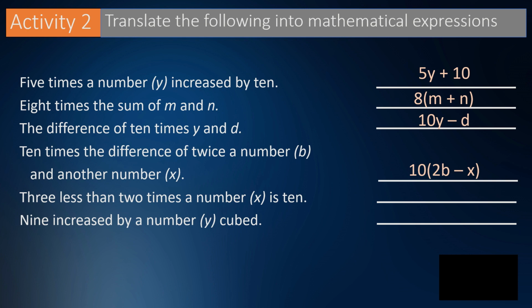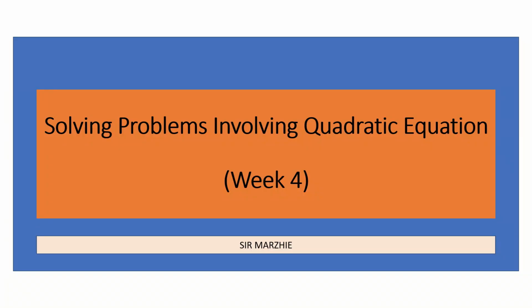Next, we have number 5. 3 less than 2 times a number x is 10, that is 2x minus 3 is equal to 10. Lastly, we have number 6, 9 increased by a number y cubed, that is 9 plus y raised to the third power. Okay, I hope you all got the answers correct. It seems like you are now ready for our lesson. Our lesson today is all about solving problems involving quadratic equations.